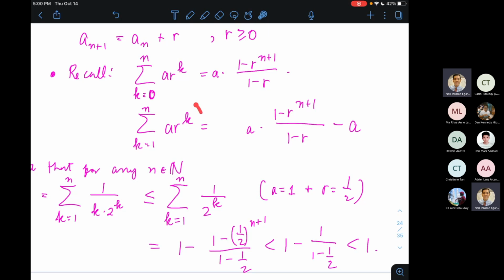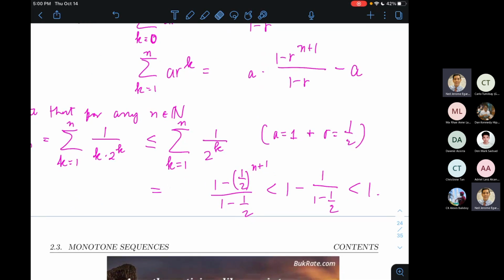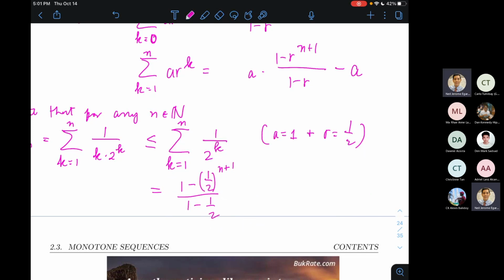Yeah, tama. Dun sa summation ko from 1 to n ng a times r to the k, tinanggal ko yung term para sa k equals 0. So kailangan i-minus ko mula sa kanya yung corresponding to k equals 0, which is a times r to the 0, which is a. So dapat nandun, minus a, hindi a minus. So yeah. So dapat pala dito ay ganito. Minus 1, and I will get a bigger number if I will ignore the subtrahend in the numerator.